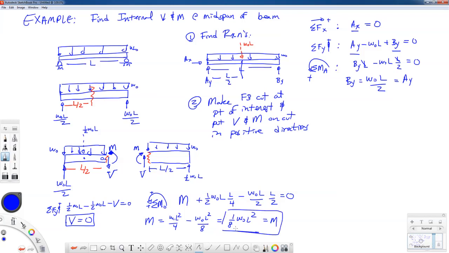So some of your homework problems will involve making these beam cuts and just finding the reactions at particular points. Let's take a look at another way that some of these problems are sometimes worded.